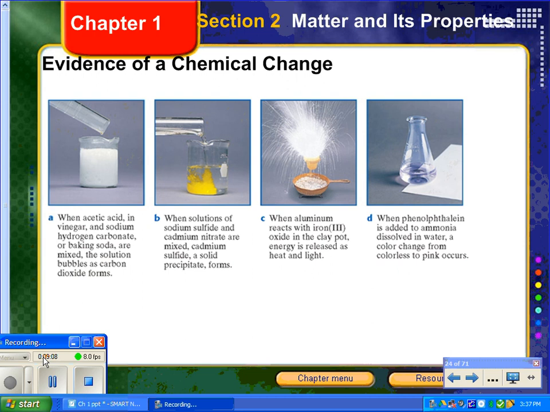The formation of a precipitate. A precipitate is when we form a solid from two liquid substances. It's generally a very soft solid, so it's generally a powder. But if you take two liquids and pour them together and a solid settles down in the bottom, you've formed a precipitate. This is a chemical change. And then the release of energy. And generally, energy is considered heat or light.